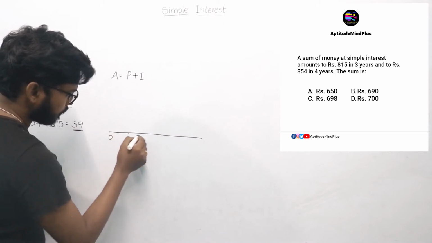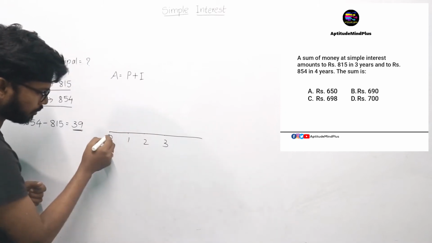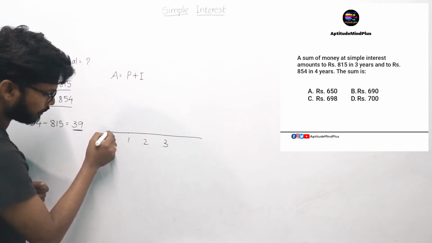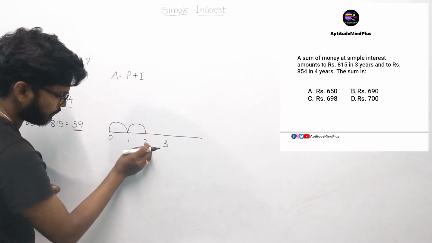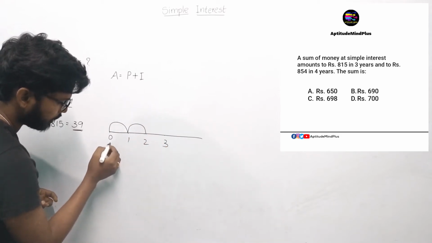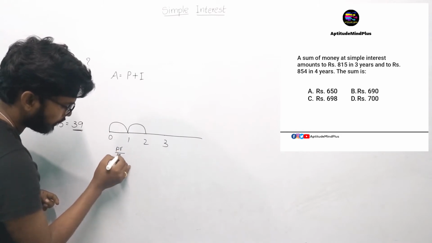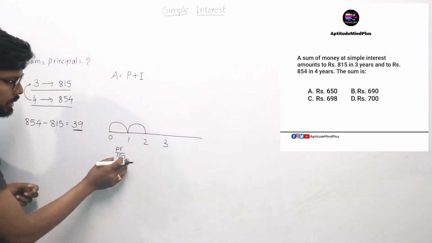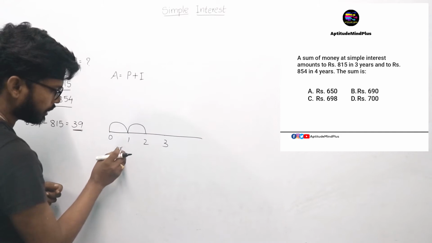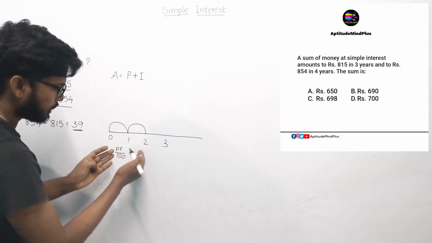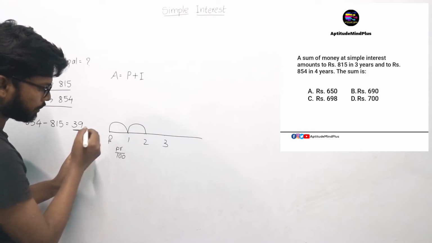So every year, when you move from 1 year to 2 years and 3 years, PR by 100 will be added as interest for each year, right? Because this is simple interest, the interest will always be calculated on the principal amount.